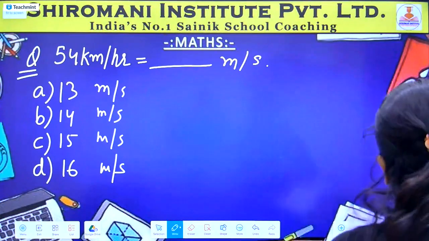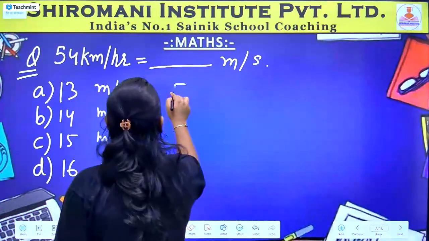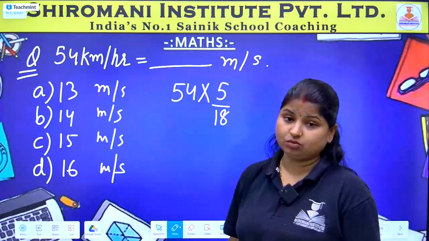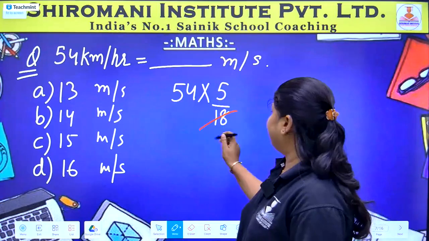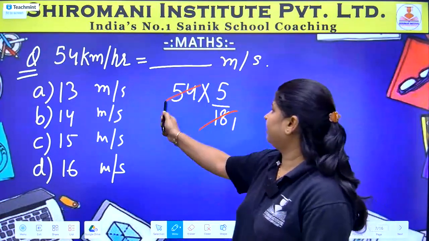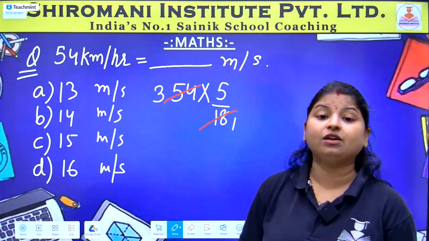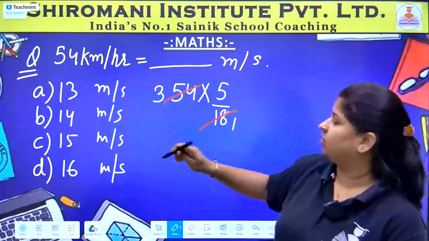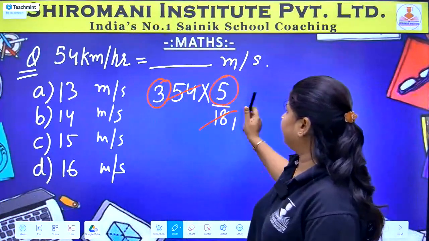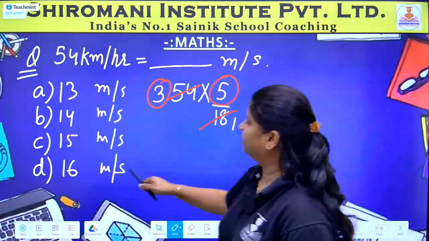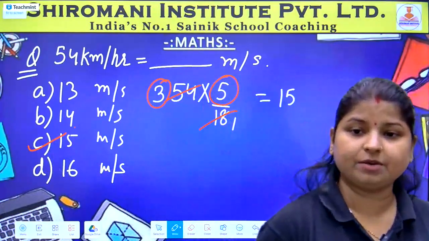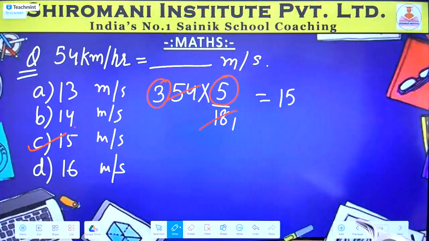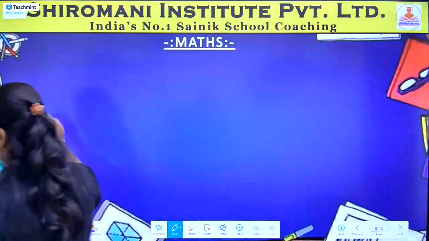Okay, let us see this. 54 into what? 5 upon 18 I will do. 18 ones are 18, 18 twos are 36 and 18 threes are 54. So you are left with 3 and 5. 3 fives are 15. Option C, 15 meter per second. Okay. No hand raises means all of you got it. Going to give you another question.